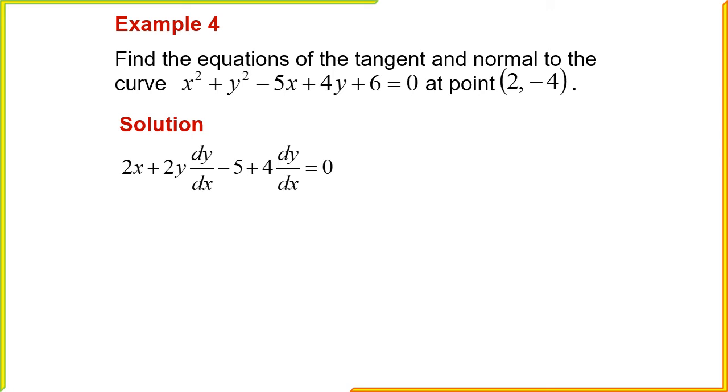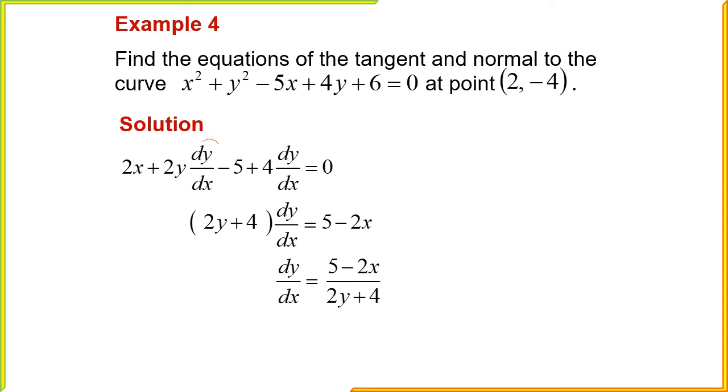To differentiate x squared, we get 2x. But to differentiate y squared, we get 2y dy/dx. And then differentiate -5x, we get -5. Differentiate 4y, we get 4 of dy/dx. And differentiate 6 will be 0, equal to 0. Now group the dy/dx together. We take out the dy/dx, so left in the bracket is 2y plus 4. And the right side we have 5 minus 2x. So dy/dx is equal to 5 minus 2x divided by 2y plus 4.